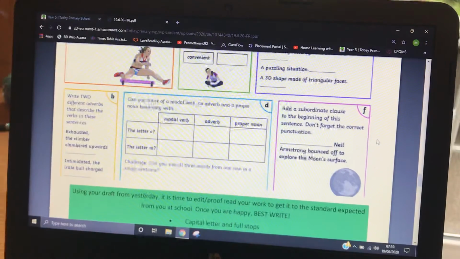Modal verbs, adverbs and proper nouns. So can you think of a modal verb? Remember, modal verbs is possibility. So the possibility of something happening is a modal verb. So letter C, you could have could. It could happen.